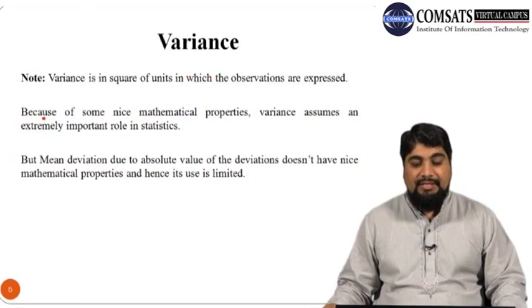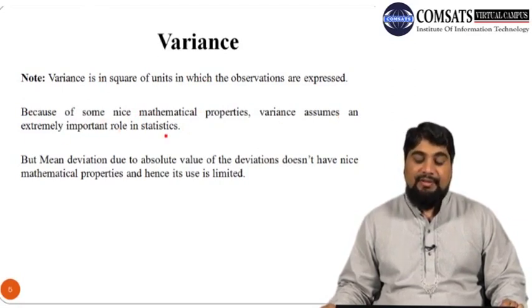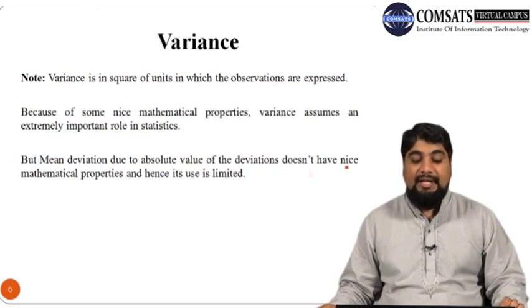Because of some nice mathematical properties, variance assumes an extremely important role in statistics. But mean deviation, due to absolute value of deviation, does not have nice mathematical properties, and hence the use of mean deviation is limited in literature.